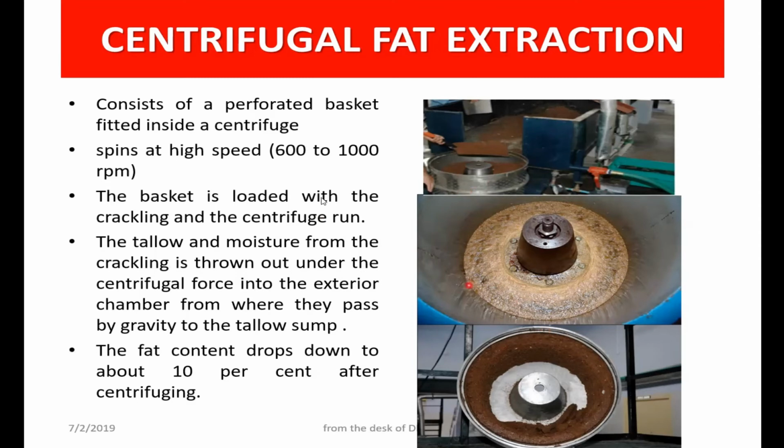Once you rotate very fast, through these perforated holes the fats will be coming out, and the fats will be collected in the sump, and from the sump again it can be pumped into the fat settling tanks. This is not a very effective method, but it's the cheapest method. The capital investment is less compared to the other method which I am going to explain. The fat content drops to about 8 to 10% after centrifuging. So these are called cracklings, and the fats will be separated from the cracklings. Here you can see the cracklings. Once you centrifuge it, the fats will be separated, and you get only the cracklings here.